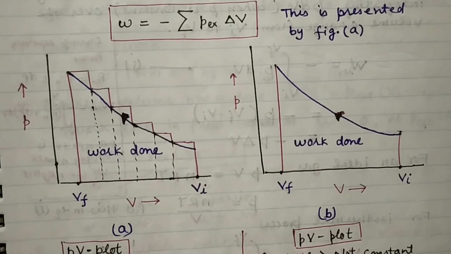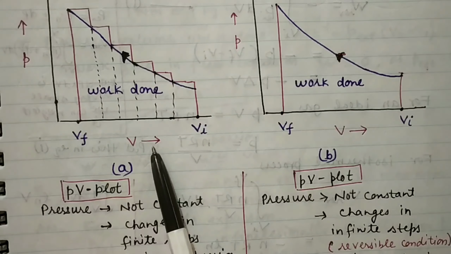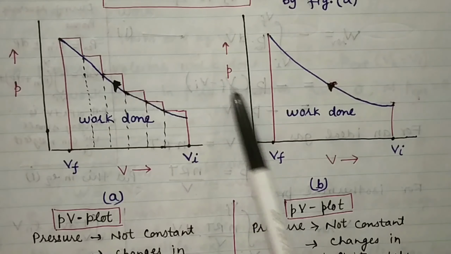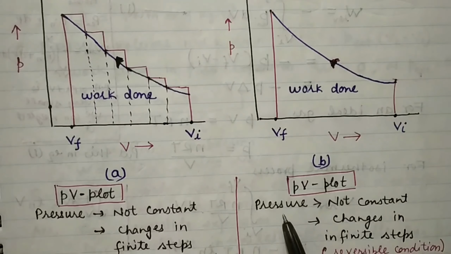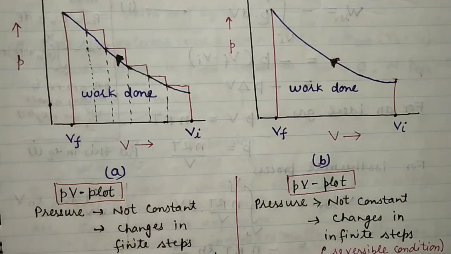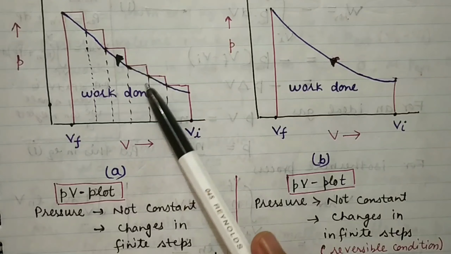Here we have taken the pressure-volume graph. Here the pressure is not constant, which means the pressure is going to change. You can see the pressure changing along the y-axis, changing in finite steps during compression. You can see this is a finite step, this is the next finite step, and this is the next.